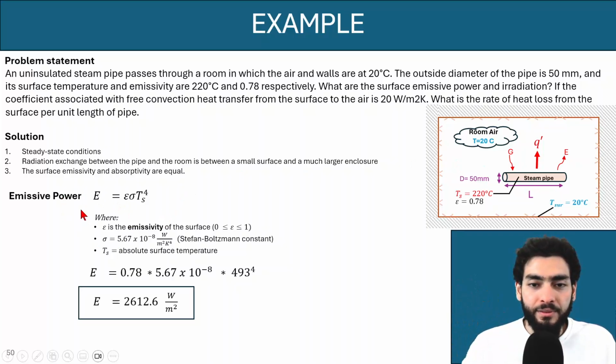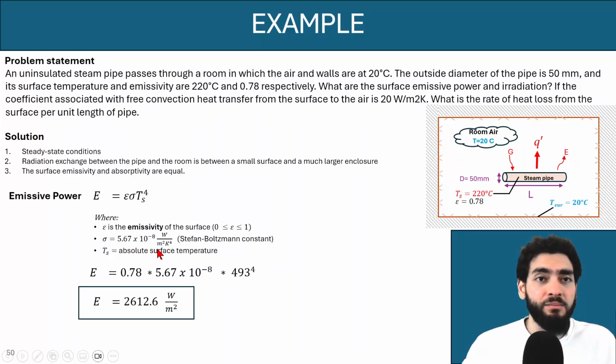So capital E is the emissive power, and we know that capital E is equal to the emissivity times the Stefan-Boltzmann constant times the surface temperature of the pipe to the power of 4, where the emissivity could be anything between 0 and 1. And I told you what the factors are that influence the emissivity. You could look at that in the previous video. Now, this problem statement tells us the emissivity of this steam pipe surface is 0.78. Also, we know what the Stefan-Boltzmann constant is.